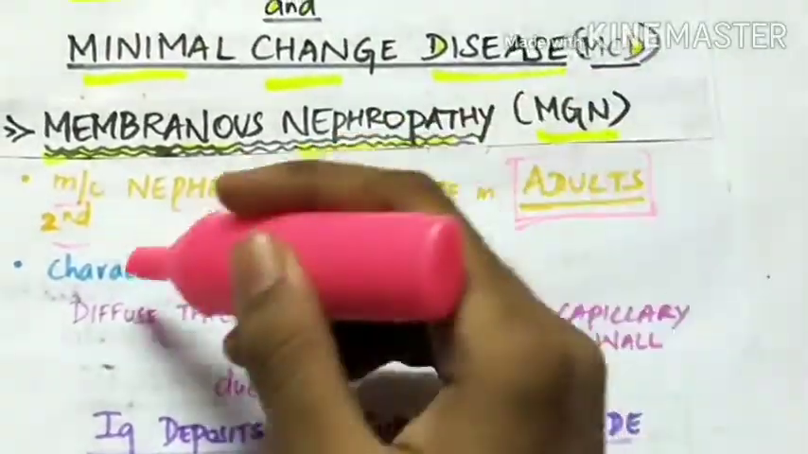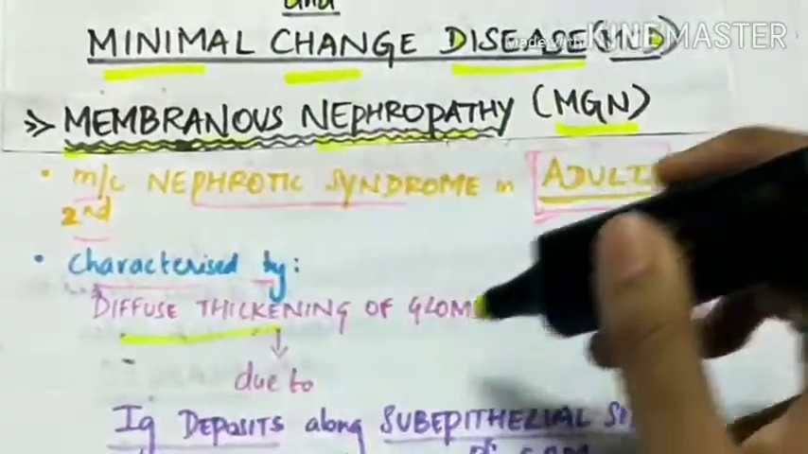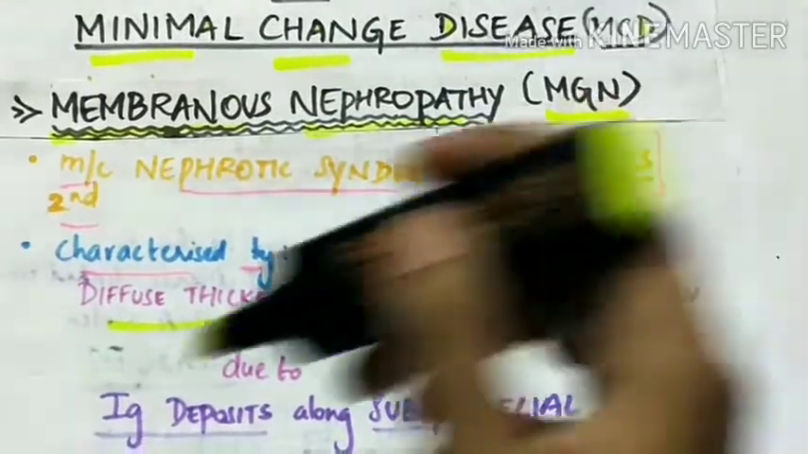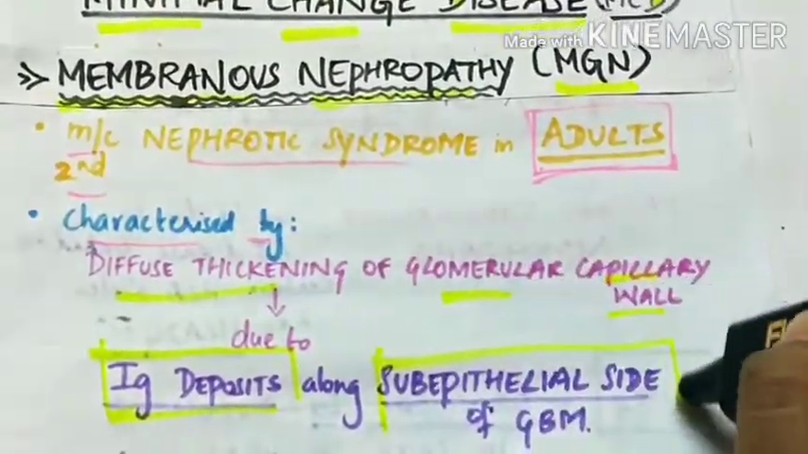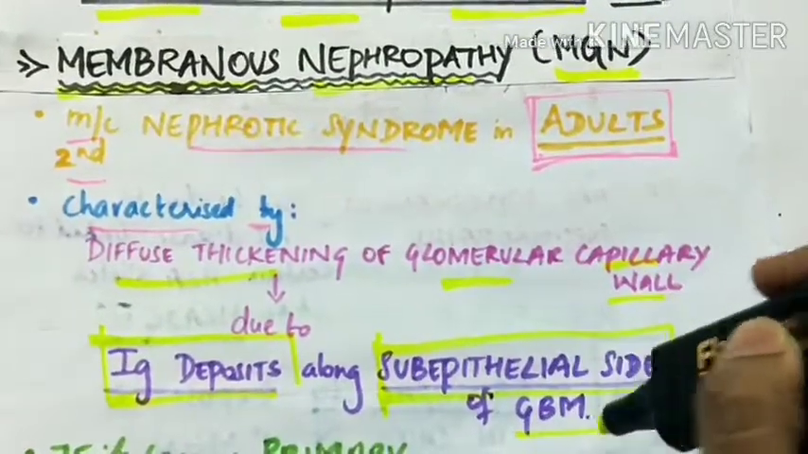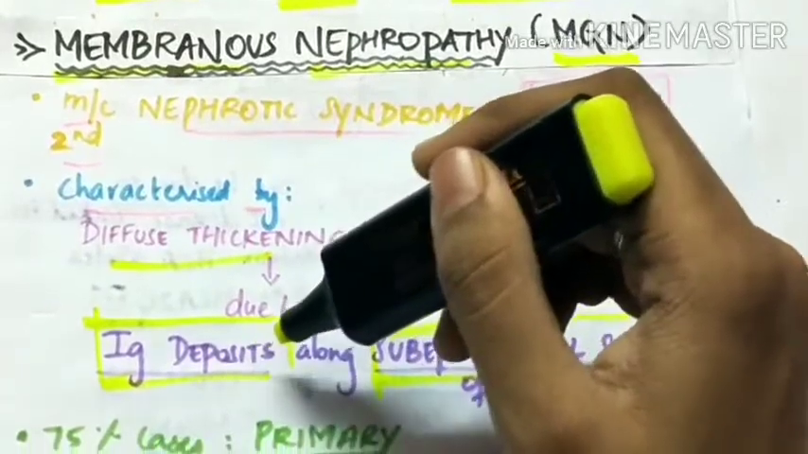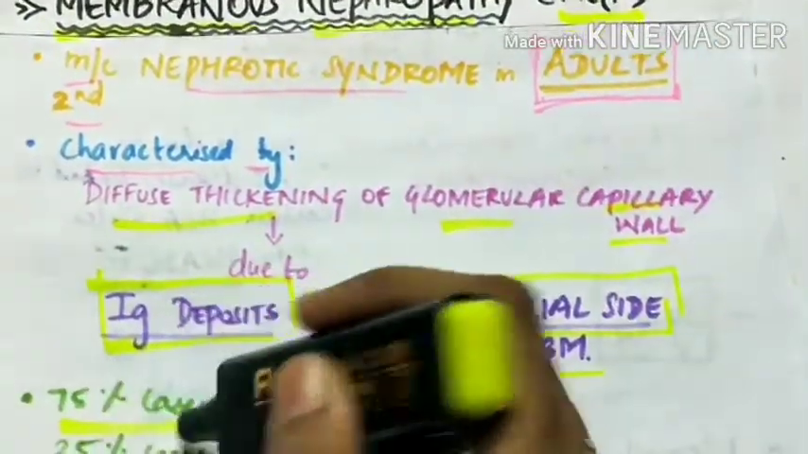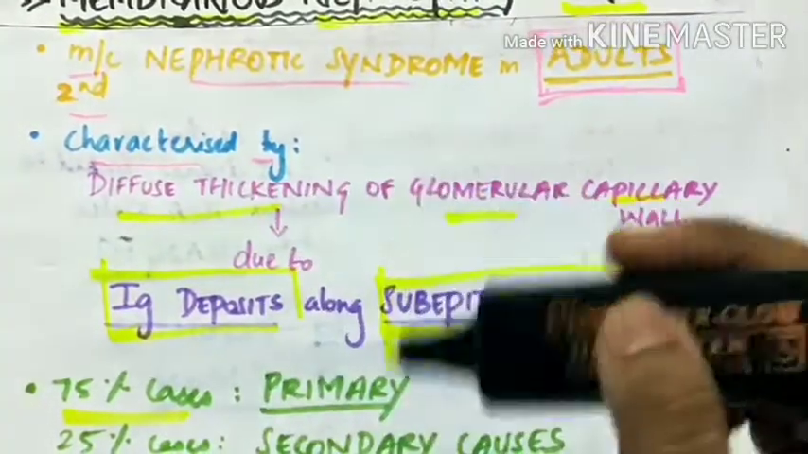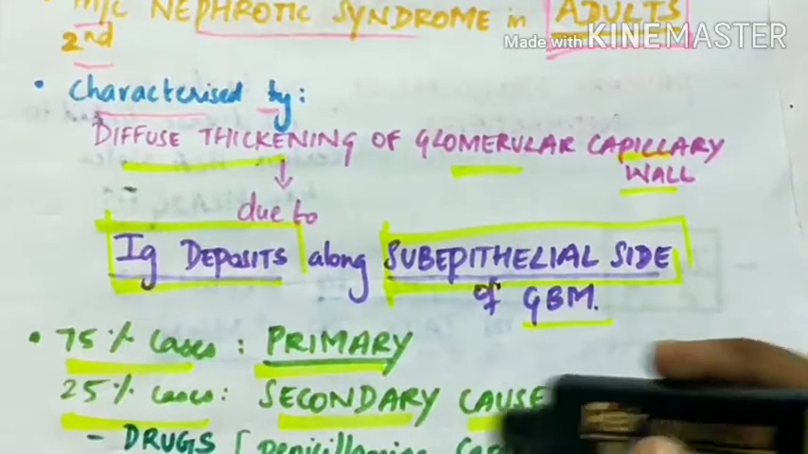The membranous nephropathy is characterized by diffuse thickening of the glomerular capillary wall due to immunoglobulin deposits along the subepithelial side of the glomerular basement membrane. So in this case, the immunoglobulin deposits are found along the subepithelial side. 75% of cases of membranous nephropathy are primary. The remaining 25% are secondary causes.